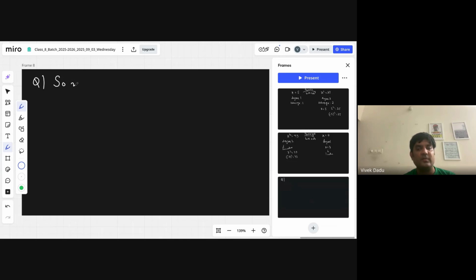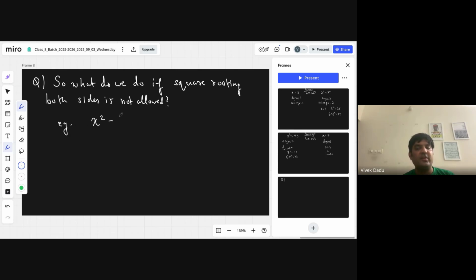So what do we do then? What do we do if square rooting both sides is not allowed? Let's say, I will show a few examples. Let's say you have x square equal to 36. You can't write x equal to 6. So what do you do?